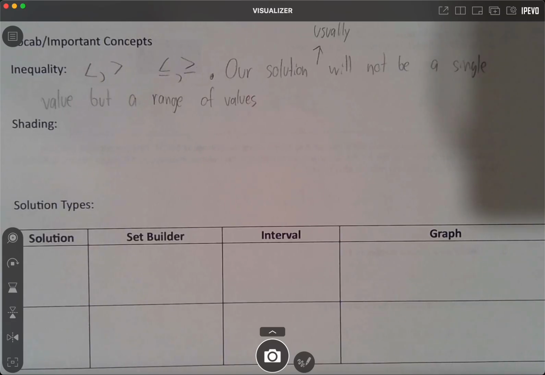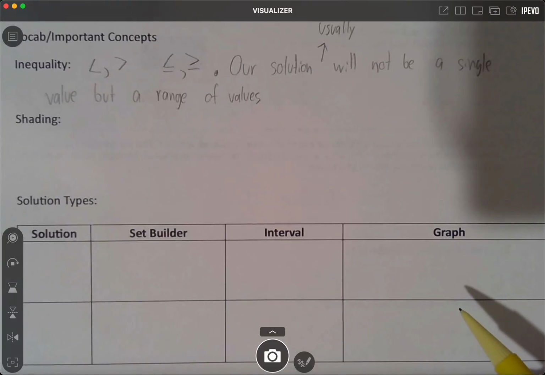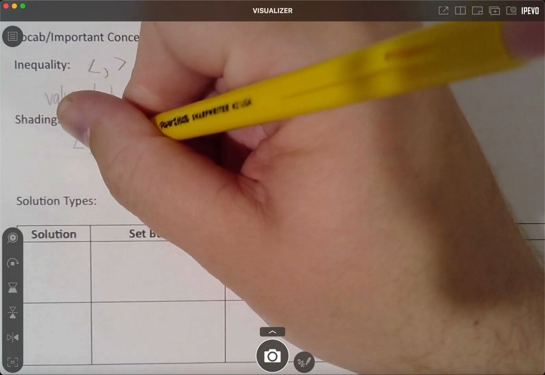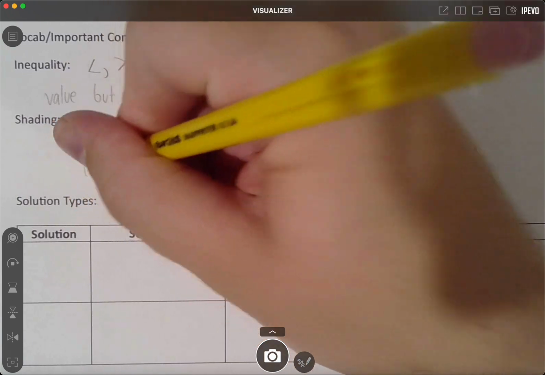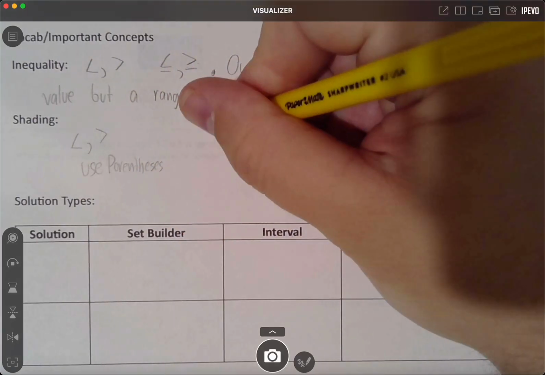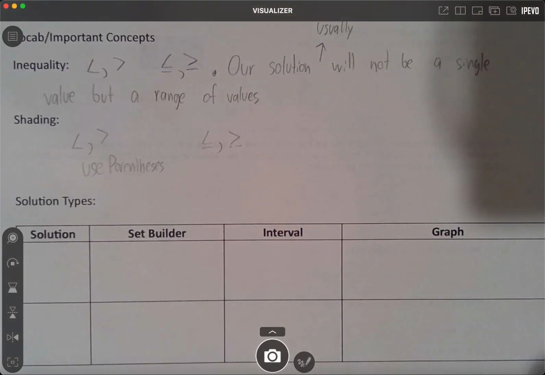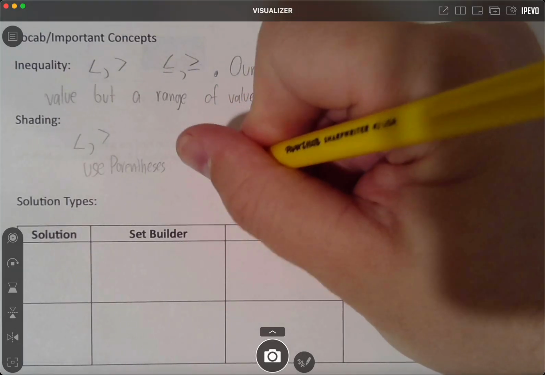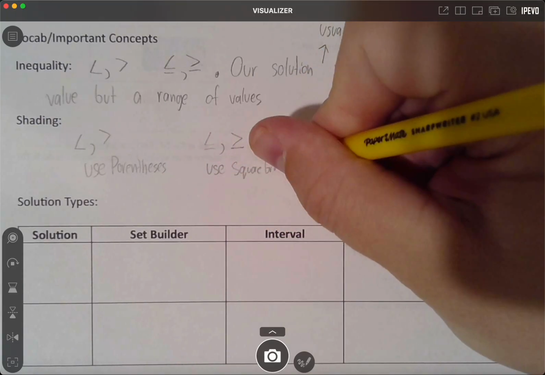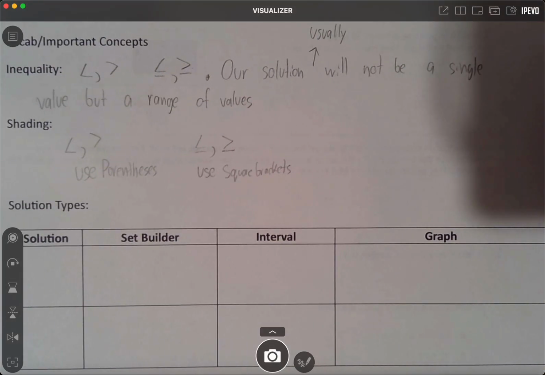And part of that is going to be shading. And that will pertain to the graph. I think that's what we'll remember most. And so for shading, what we're going to say is the less than or greater than use parentheses, and the less than or equal to or greater than or equal to use, all right, square brackets. Now, that's going to go for graphs or for interval notation.